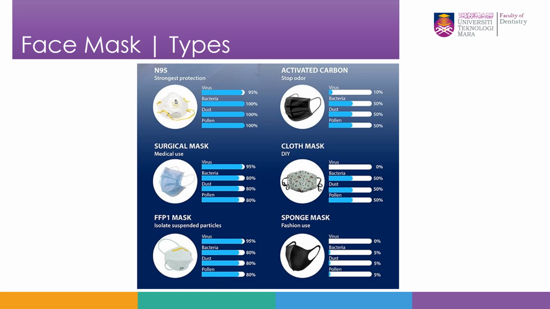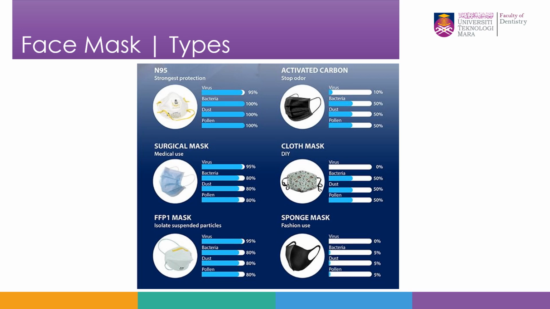Okay. The next one, the more common to us in the clinic is N95, which is at the top left here. This N95 actually works against the virus. It's good against the virus. If you look at here, comparing the components here, 95% virus, similar to the surgical, but for the bacteria, it is 100%. Dust is 100%. Pollen is 100%. Okay, so if you look at the difference between these two, it is more protective against bacteria, dust, and pollen, though virus is still 95% for both.